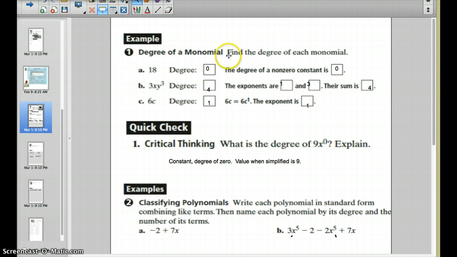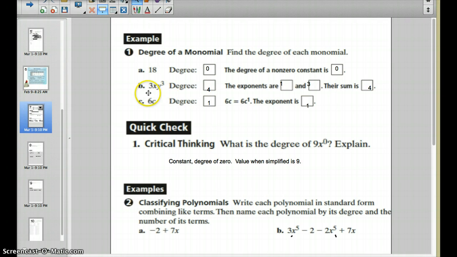So here we've got some monomials. Here we have the constant 18. Notice there's no variable. So the degree, remember what happens when we have x to the 0? It just becomes 1, and 18 times 1 is still 18. So we have no value of x here, so it's understood to be a degree of 0. And anytime you have a constant, which is just a number, it is a degree of 0.